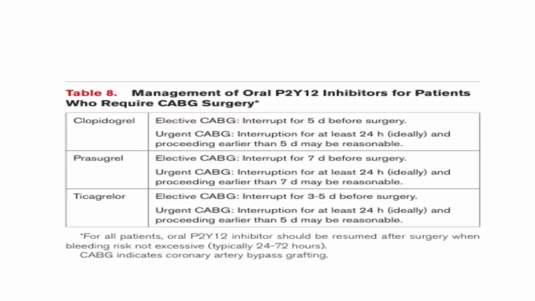So when to stop this antiplatelet if we are planning for elective or urgent CABG? Clopidogrel we need to stop at least 5 days before surgery. If the patient is on prasugrel, we should stop prasugrel at least 7 days before surgery. And if the patient is on ticagrelor, then also at least 5 days ticagrelor should be on hold. If it is urgent CABG, then we should stop the P2Y12 inhibitor at least 24 hours before.